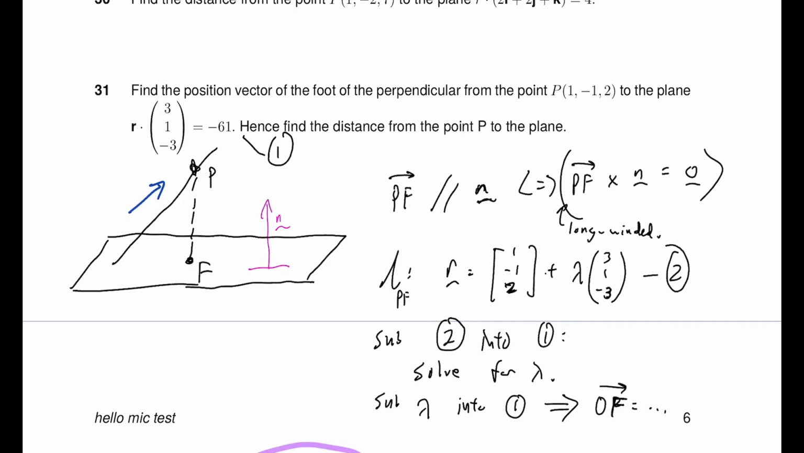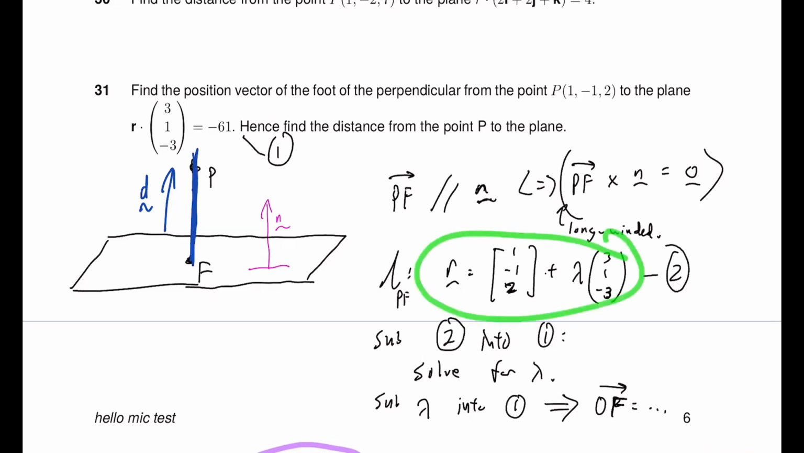Let me think a little bit. Does it make sense? I realize I drew my diagram wrongly already. No wonder you're confused. Shouldn't be the line. This should be the line. This should be the direction vector, and it's parallel to the vector N. Okay? Yeah, then you just have to substitute in the lambda into the equation of the line, and you will be able to solve for this point F.